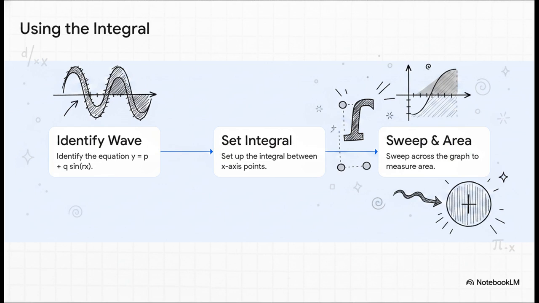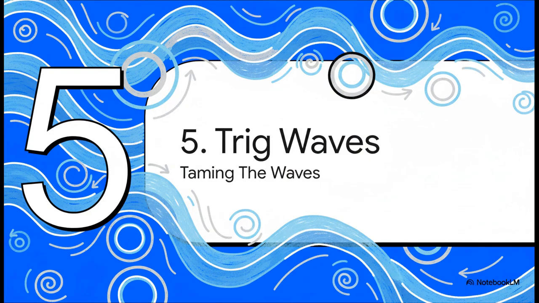The integral magically sweeps across from left to right, gathering up millions of paper-thin vertical slices of space, adding them all together instantly to give us the exact area of that shaded region. That, my friends, is the power of the integral. Let's move to part 5, taming the trigonometric waves.